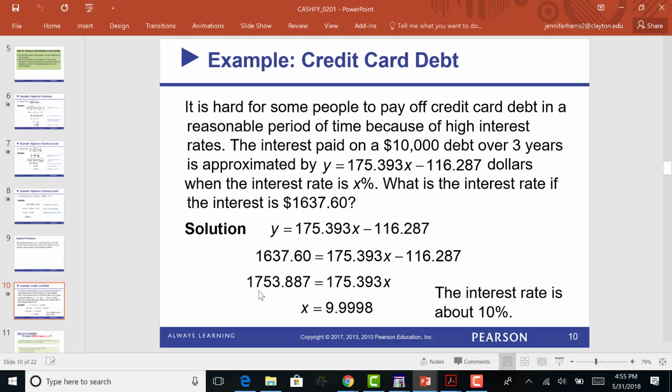You end up with 1,753.887. What now? Divide both sides by 175.393. X equals 9.9998. What was the interest rate you paid? 10%. Approximately 10% was the interest that you paid. The percentage of interest rate that you actually paid on the money that you gave them back.